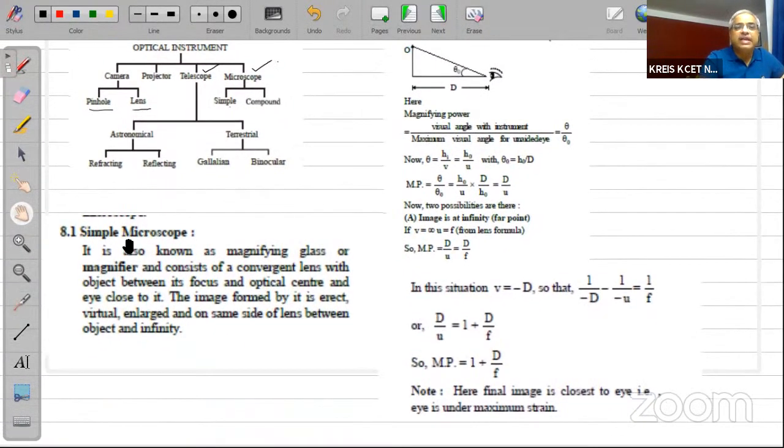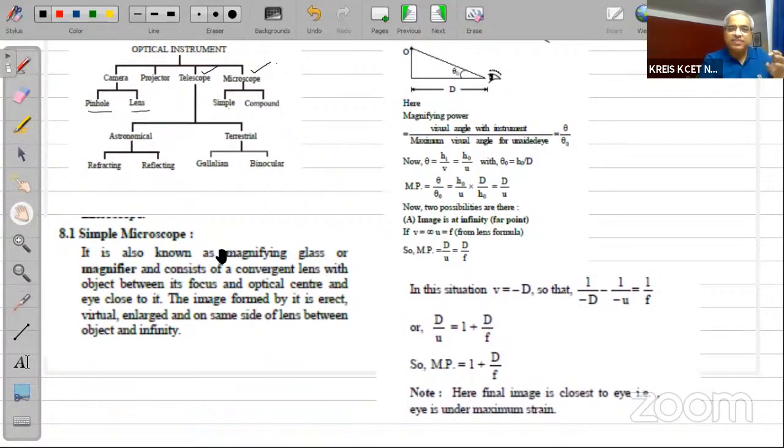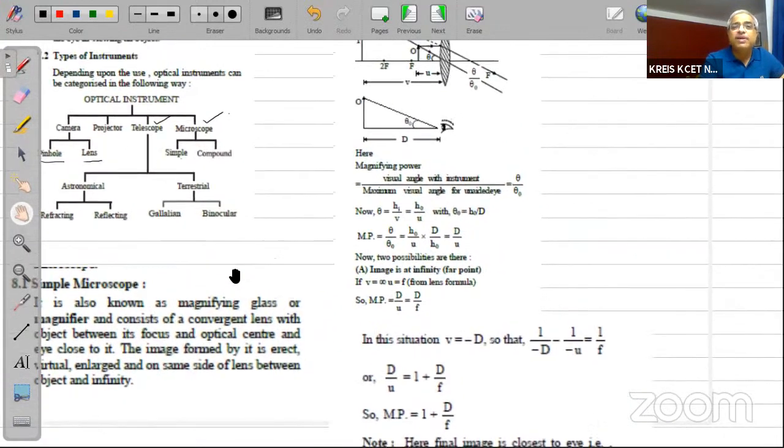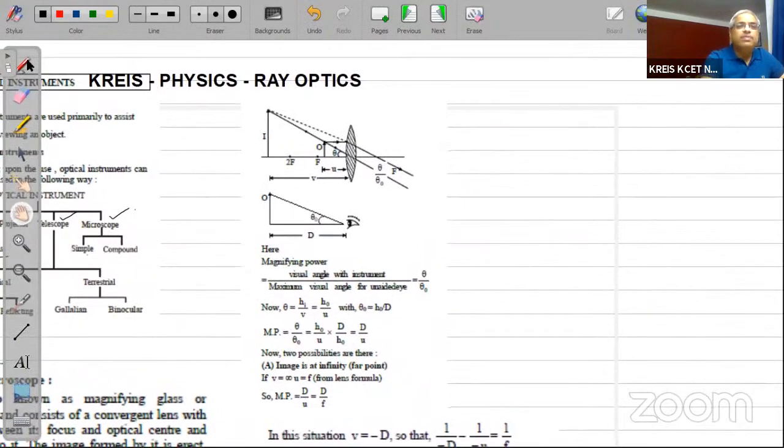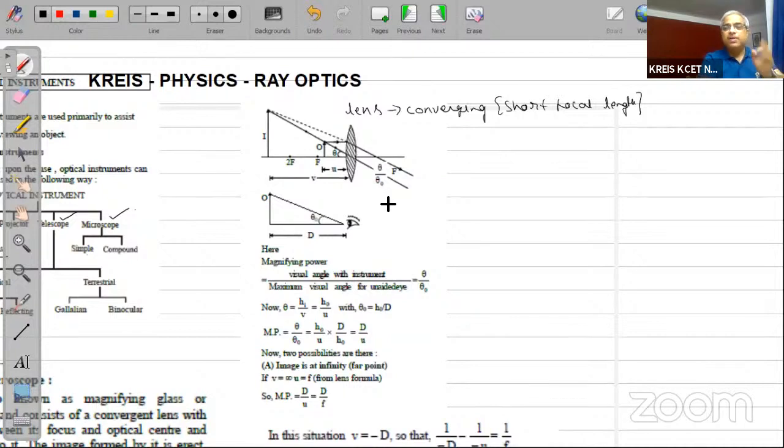The first one will take up the simple microscope. The name itself says it, the simple microscope. Okay, now for a simple microscope I would like to tell you a few things. See, a simple microscope is essentially made up of a lens. What kind of lens? It should be a converging lens of short focal length. Short focal length. That will form a simple microscope.